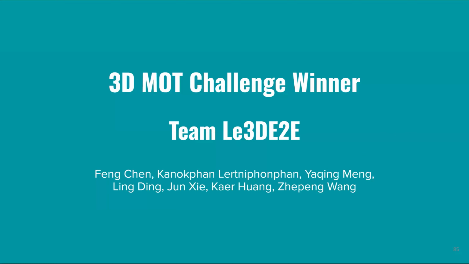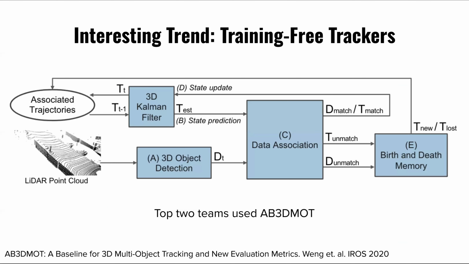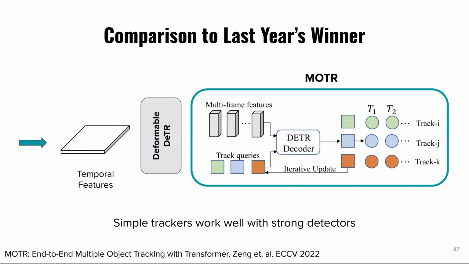And the challenge winner for this track is also team LE3D-E2E. This is really not surprising considering that they use a training-free tracker, specifically AB3D-MOT. For those of you familiar with the tracking by detection pipeline, given really strong detections, it's quite straightforward to build a really strong tracker as well. The top two teams used AB3D-MOT, and this is in stark contrast to last year's method from the same team, which used a learning-based tracker.